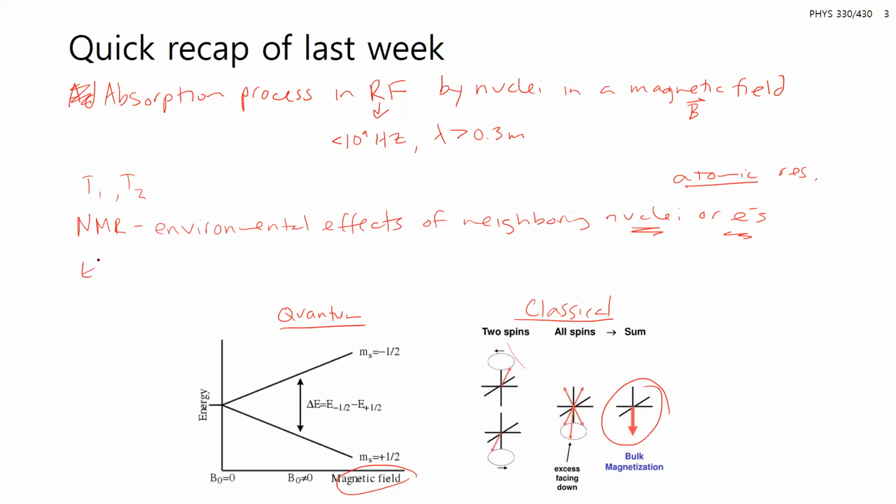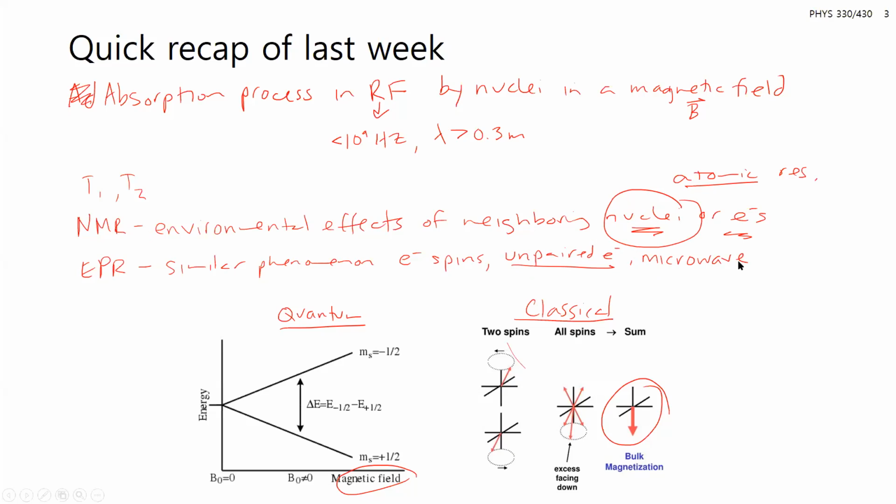And then we also briefly mentioned that there's electron paramagnetic resonance, which is a similar phenomenon using electron spins where it has to be an unpaired electron. So NMR is more common because you have nuclei, you have protons, you have carbon, you have nitrogen in molecules naturally, but it's very rare to have an unpaired electron, so you have to label your samples, in contrast to NMR. And also that EPR is in the microwave region of the electromagnetic spectrum. So just a quick recap of the topics we discussed last time.